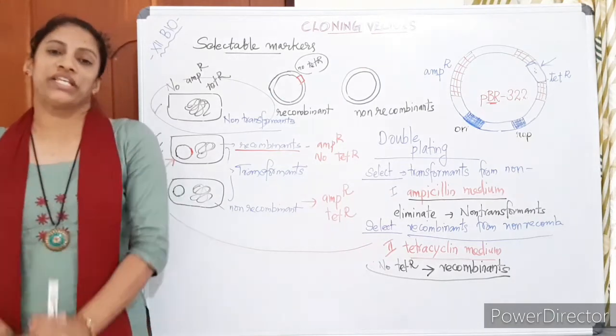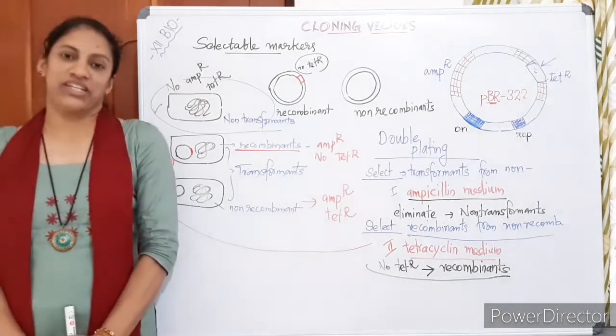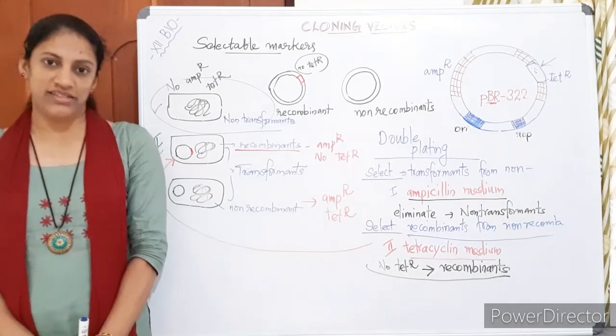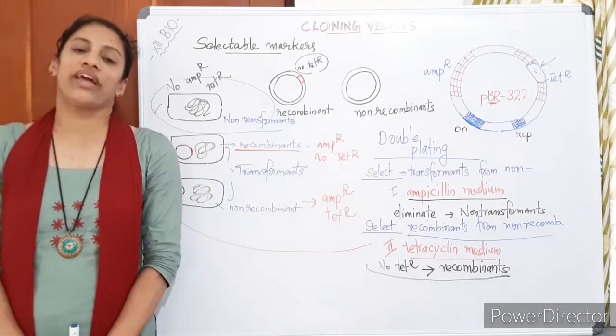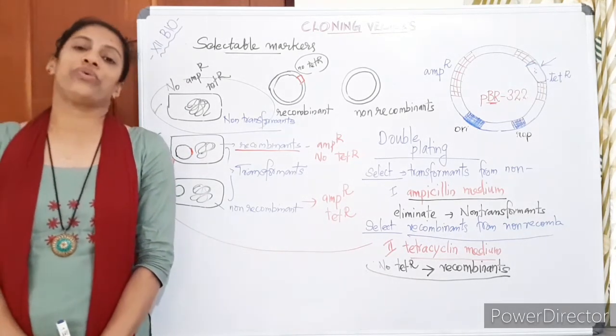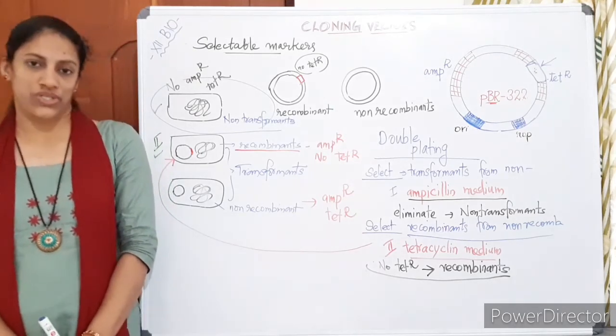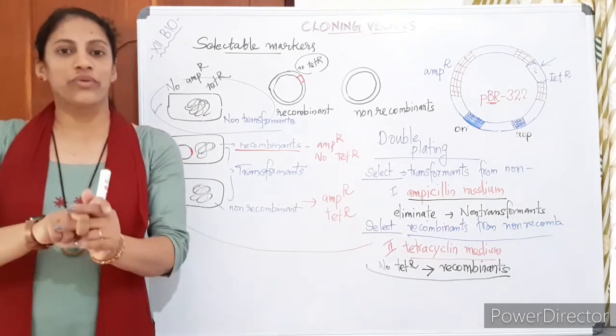There is another easy method for selection that we will discuss in the next class. That is by inserting a gene for enzyme action, beta galactosidase enzyme action. We will discuss that in our next class.